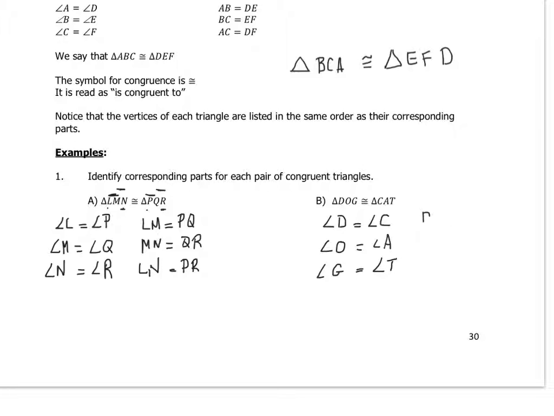And then you would have side DO, which is the first 2 letters of the first triangle, so that would match up with side CA. And OG, the last 2 letters in the first triangle, matches up with the last 2 letters in the second triangle. And the first and last letter DG matches up with the first and last letter in the second triangle, which would be side CT.